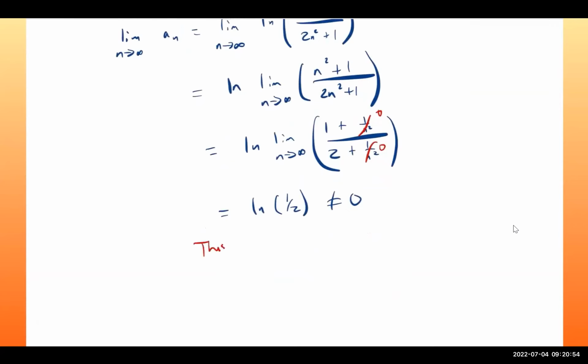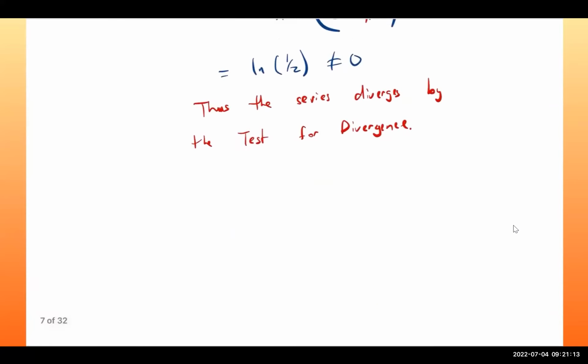Thus, the series diverges once again by the test for divergence. Okay, and that concludes the section.